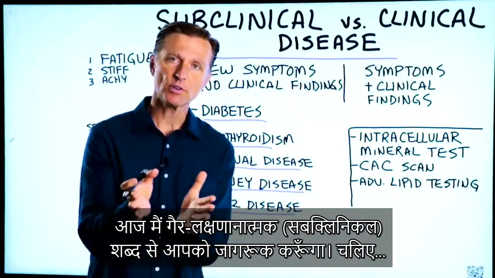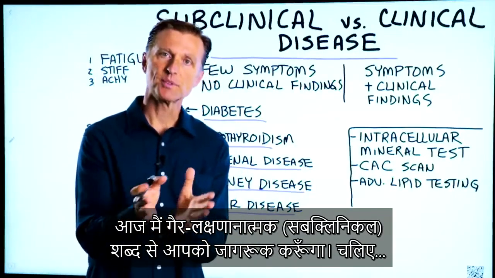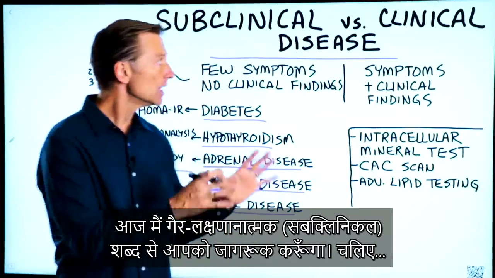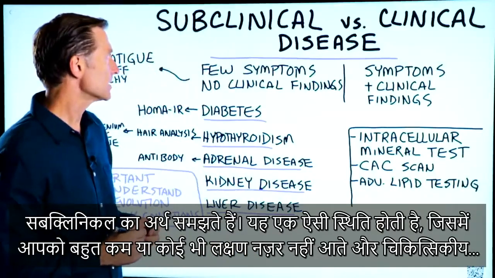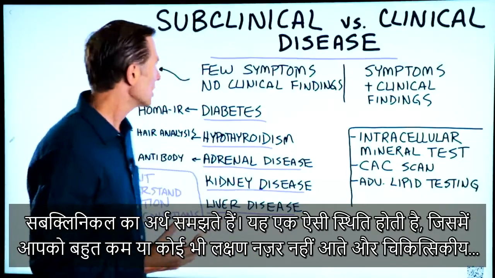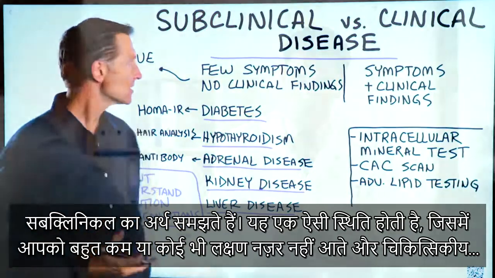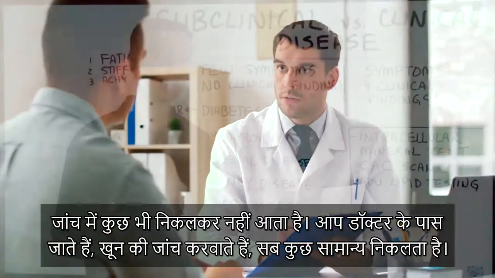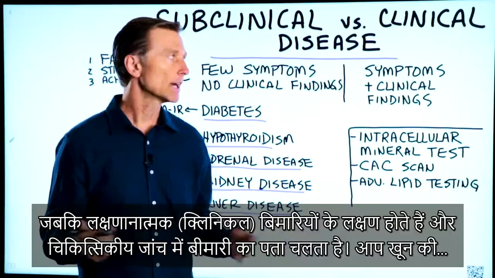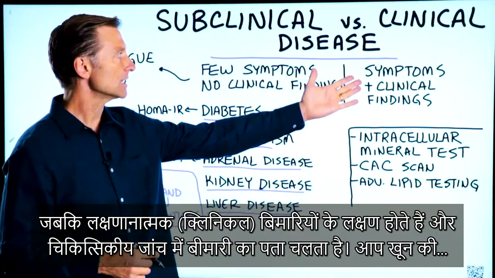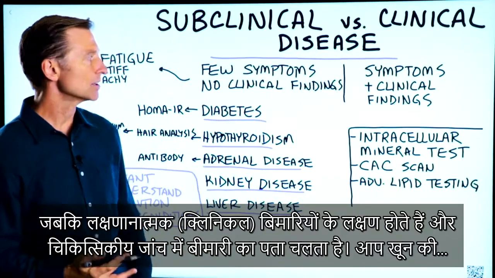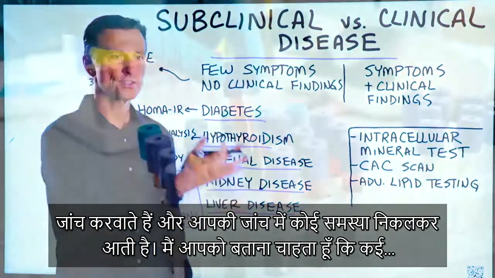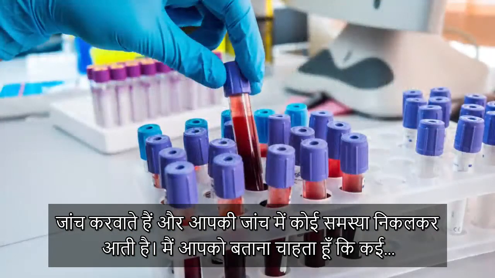So today I want to increase your awareness on the term subclinical. Okay, so let's define what subclinical means. It's a condition where you have very few, if any, symptoms and no clinical findings. That means you go to the doctor, get a blood test, everything comes out normal. Okay? Whereas a clinical disease, you have symptoms and you have clinical findings. You get a blood test, you find out some problem on your blood test.